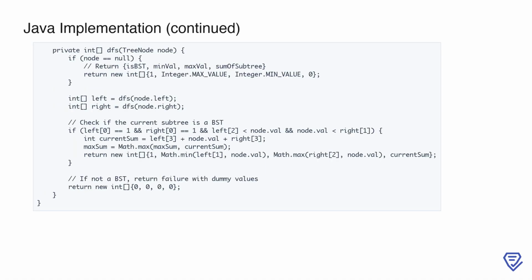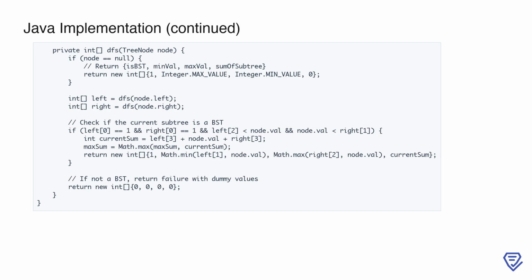The DFS function is designed to return an integer array containing 4 key pieces of information: whether the subtree is a BST, the minimum and maximum values in the subtree, and the sum of all its nodes. For a null node, we return an array indicating that it's trivially a BST, with extreme values for min and max, and a sum of 0. Next, we recursively call DFS on the left and right child nodes to gather their respective information.